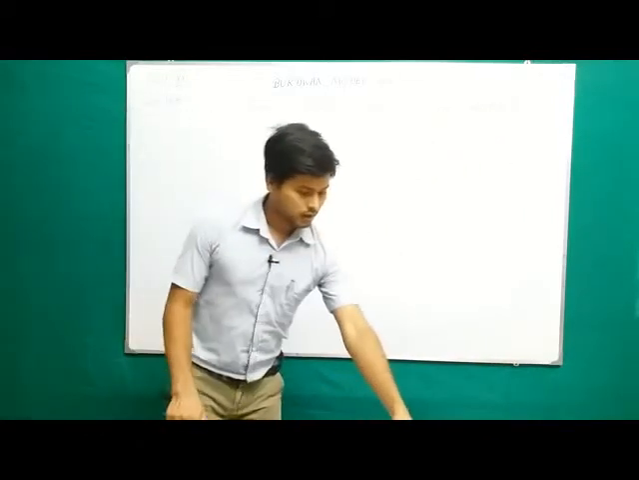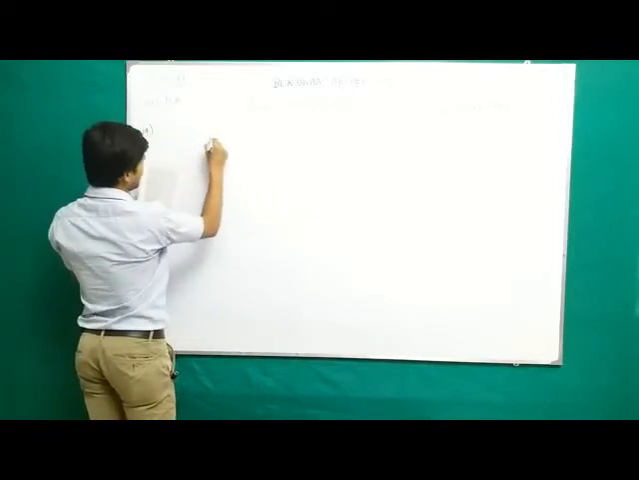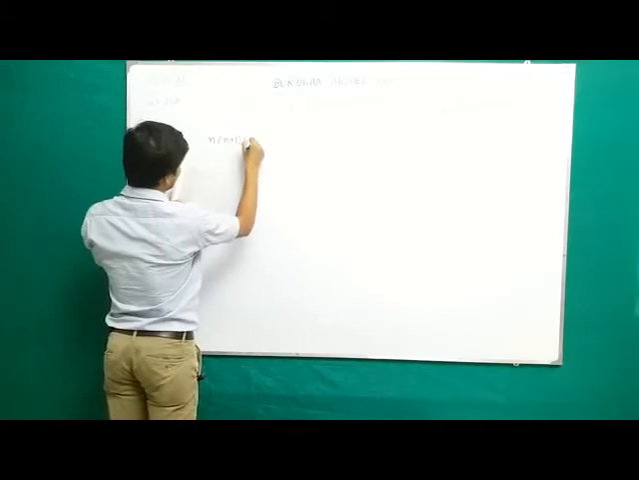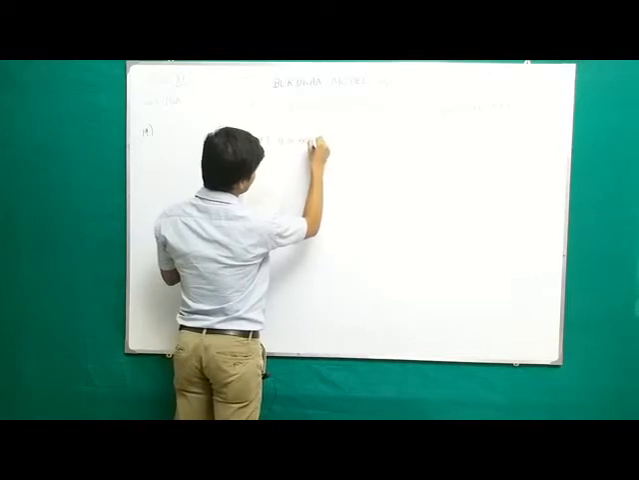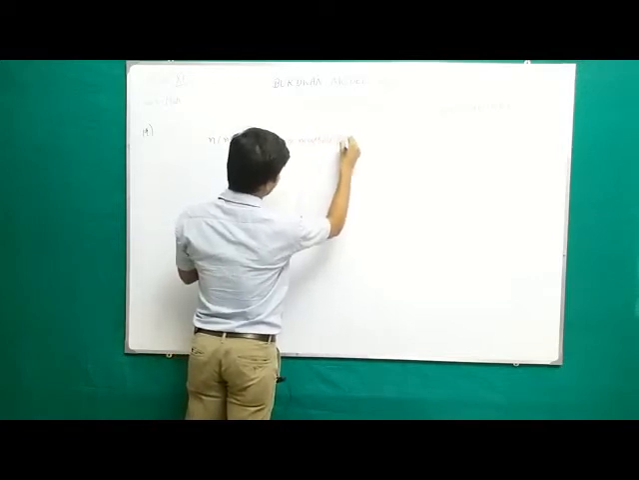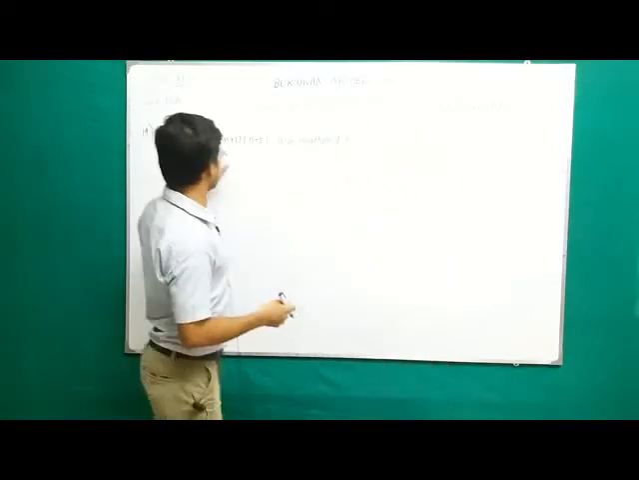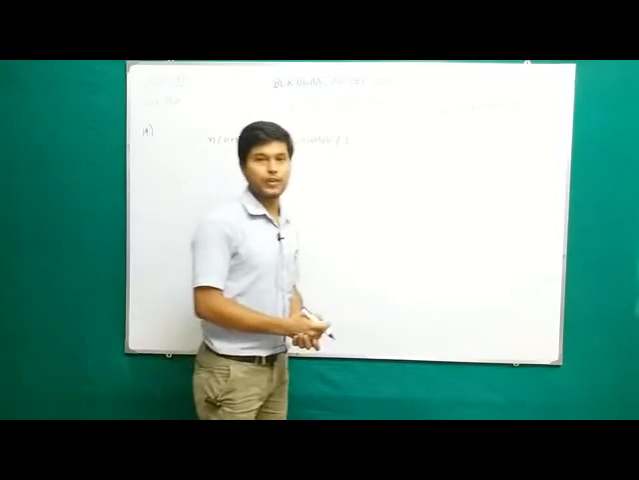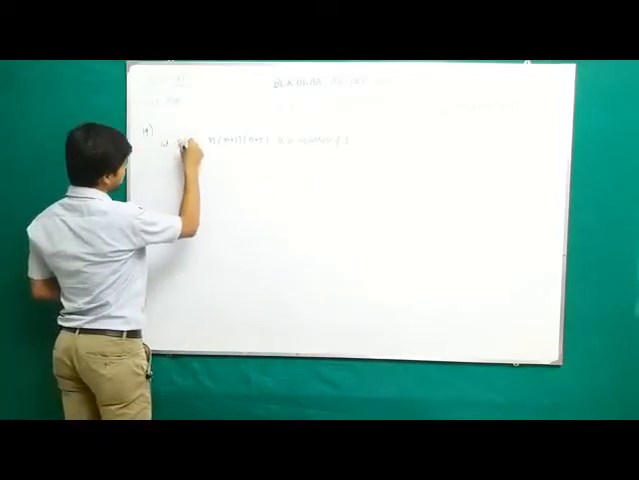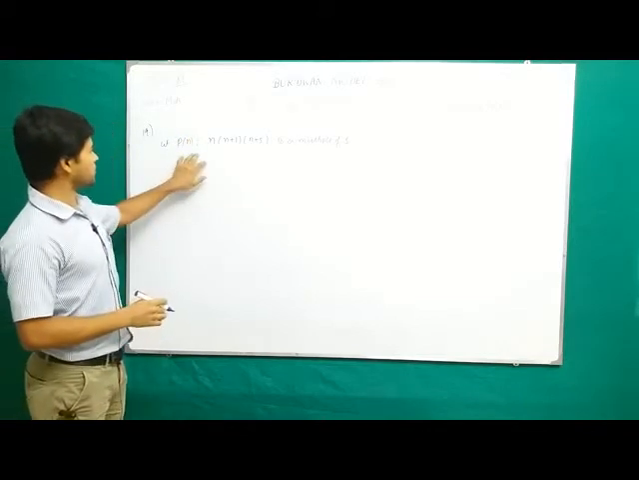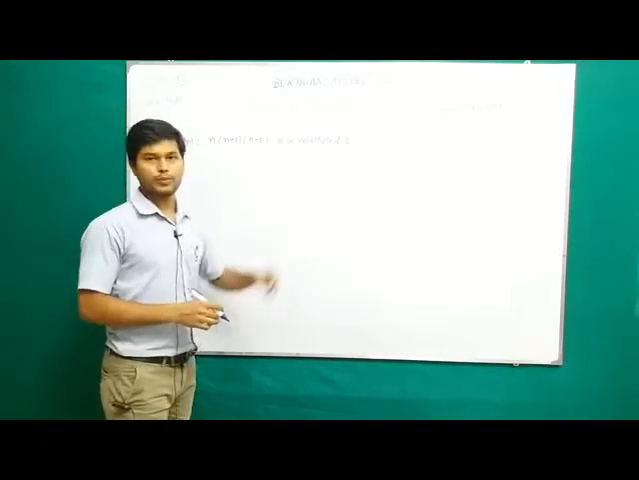Question number 19 is prove that n into n plus 1 into n plus 5 is a multiple of 3. By principle of mathematical induction, we have to prove that this expression is a multiple of 3 for every value of n. So let us consider the given expression as p of n, such that n into n plus 1 into n plus 5 is a multiple of 3.